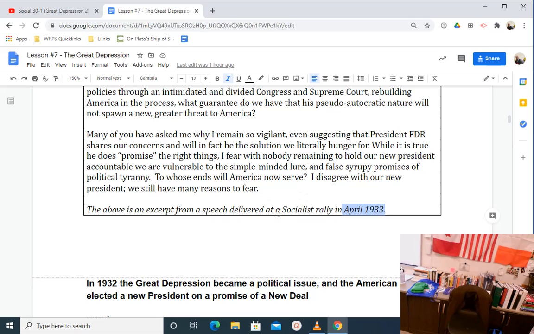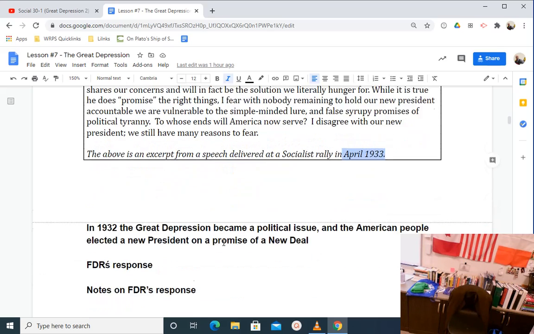But the hypothetical speaker of the socialist rally, they haven't seen the long-term effects of the 100 days or the alphabet agencies yet. But he's saying, you know what, I don't trust this guy. I don't think he's going to provide enough socialism. But I do also think he might become a tyrant. And maybe that's an even bigger threat to our future.